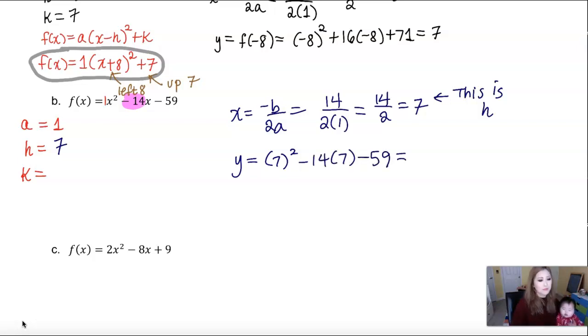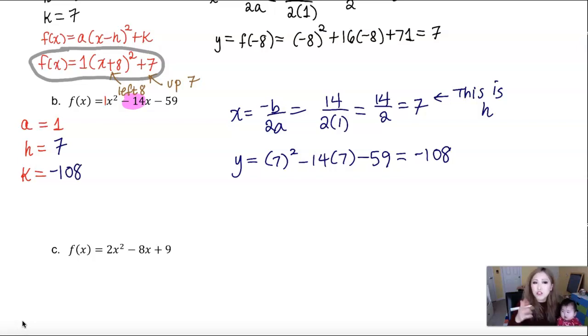Is it going to be a big or small number? Let's take a look. So I'm going to do 49 minus 14 times 7 minus 59. And that came out to be negative 108. So this is the y-coordinate of the vertex, which means the graph shifted down 108 units. I'm so glad we're not graphing this, but we're simply going to write this equation.